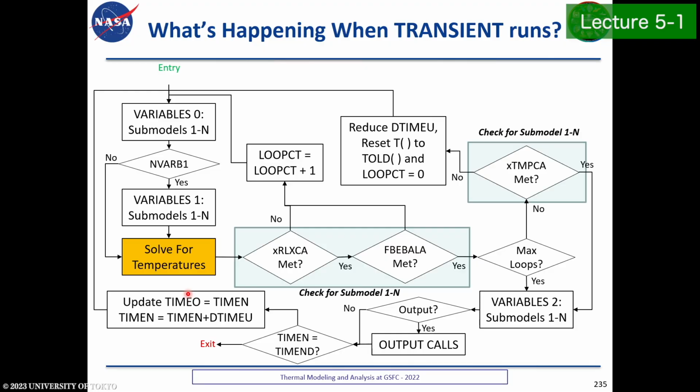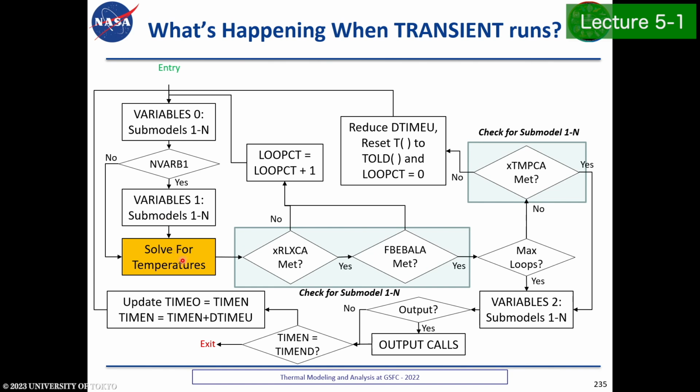Transient gets a little bit more complicated. We're going to, again, come in through the entry here. We're going to go through variable 0. We're going to check to see if we go through variables 1. There's a flag called nvarb1. If this is 1, then it's saying go through variables 1 each iteration. If it's not, then it goes through 1 time. So we'll do all the instructions in variables 1, and we'll solve for the temperatures.